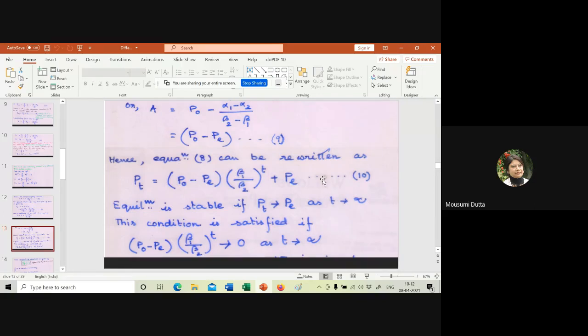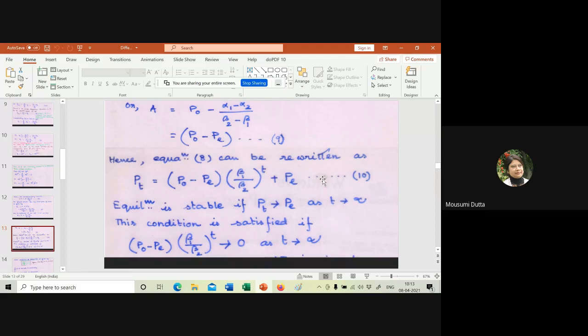P naught minus Pe is a constant. However, we want the entire product, P naught minus Pe into beta 1 by beta 2 to the power T, to tend towards 0 as T tends to infinity. So what will be the condition? How can this term move towards 0 as T tends to infinity? Beta 2 greater than beta 1. Okay, very good. Actually, what you want to say is modulus beta 1 by beta 2 less than 1. Am I right? Yes, ma'am. Modulus beta 1 by beta 2 should be less than 1.